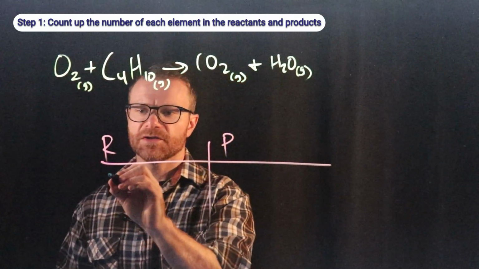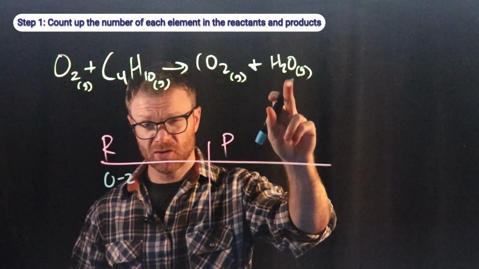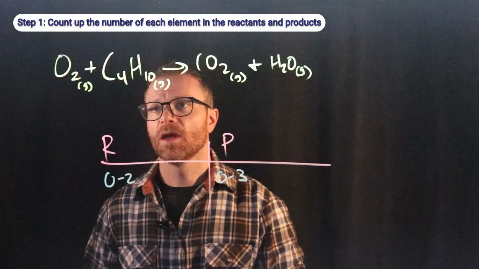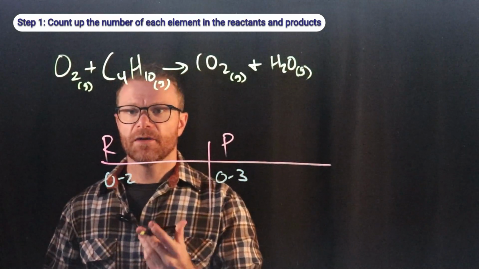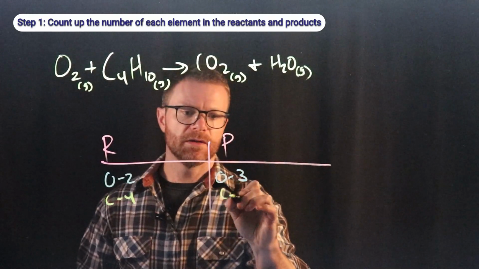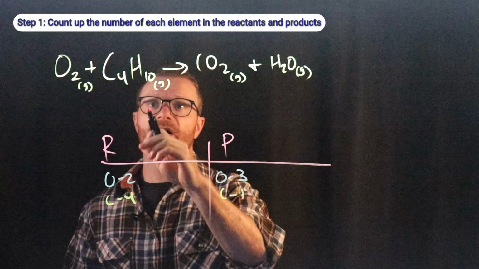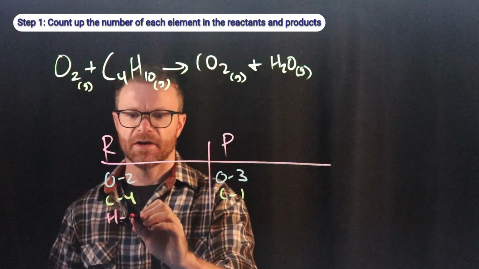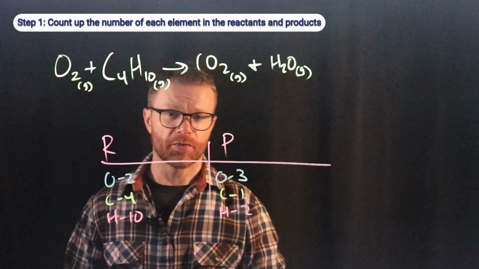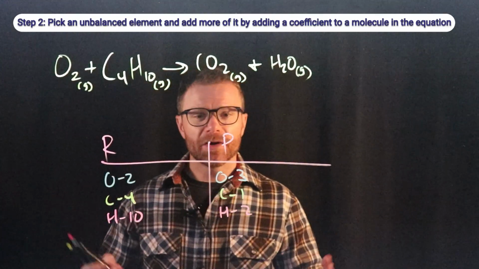So it looks like we got 2 oxygens here in our reactants, and we've got 2 oxygens here, but also 1 here for a total of 3 oxygens in our products. We have 4 carbons in our reactants. And we have 1 carbon in our products. And we've got 10 hydrogens in our reactants. And we've got 2 hydrogens in our products. Okay, it doesn't matter where you start.